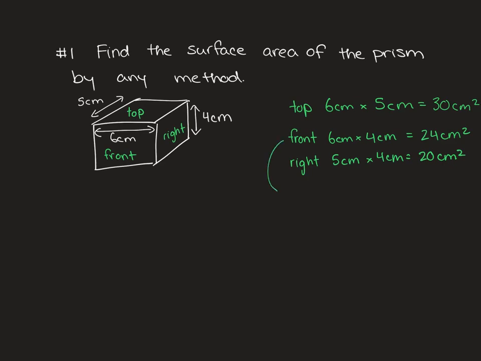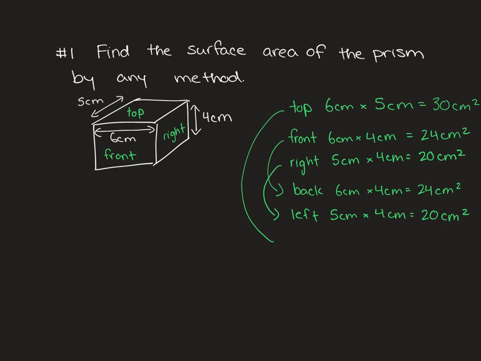So to find the back, it's going to be the same as the front, so it'll be 6 times 4, which gives us 24 centimeters squared. The left is going to be the same as the right, so we'll multiply 5 by 4, which once again gives us 20. And then I know that the bottom will be the same as the top. So for that one, I'll multiply 6 centimeters by 5 centimeters, which gives me 30 centimeters squared.